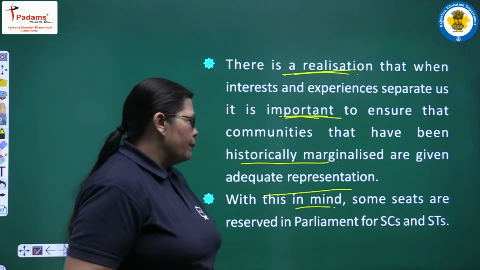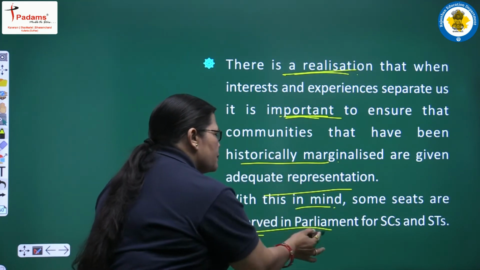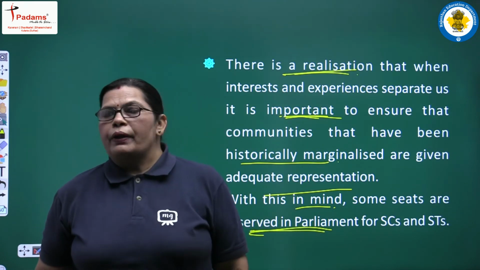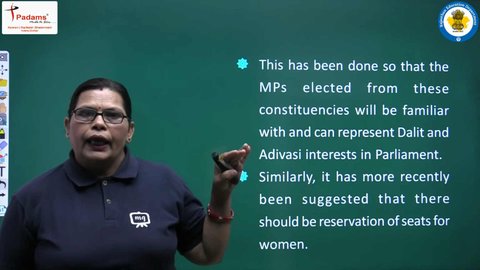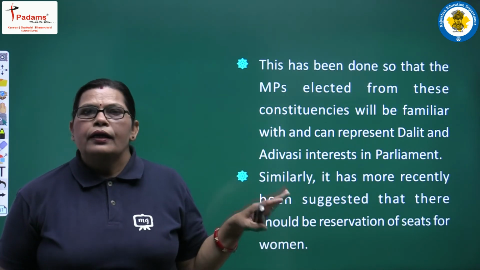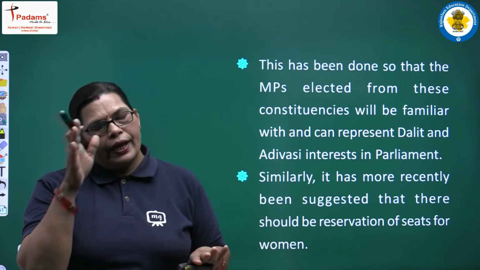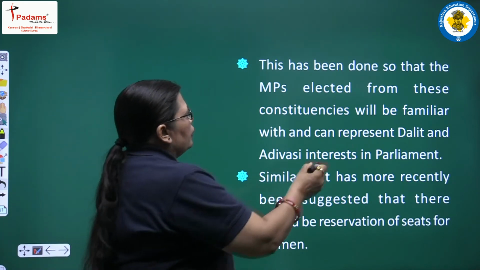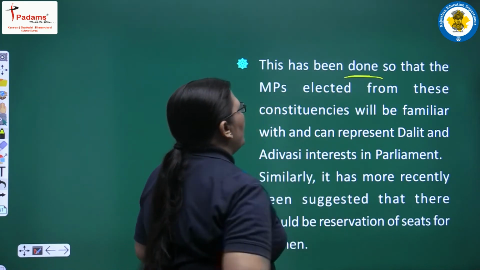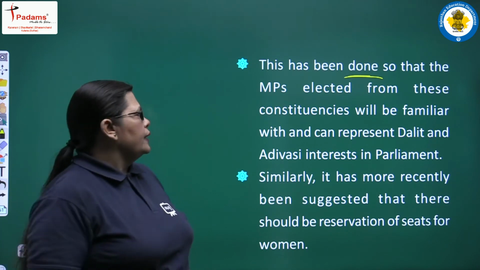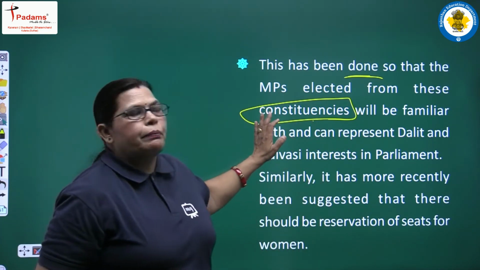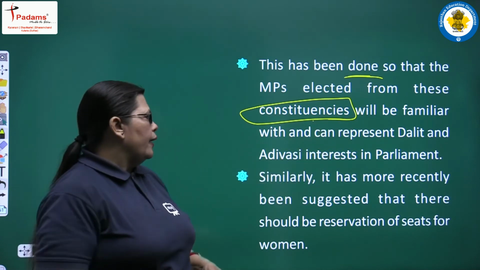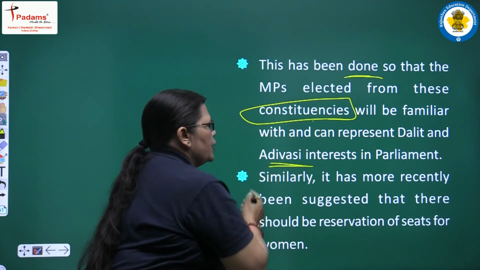But after that what happens, students? Some seats are reserved in parliament for SCs and STs. It means all people have equal representation in parliament, whether they are of any caste. This has been done so that the MPs elected from these constituencies will be familiar with and can represent Dalit and Adivasi interests in parliament.